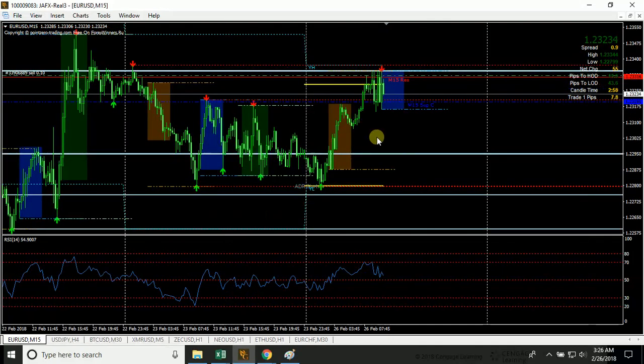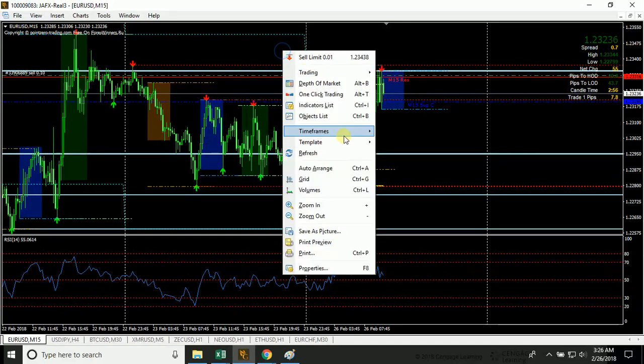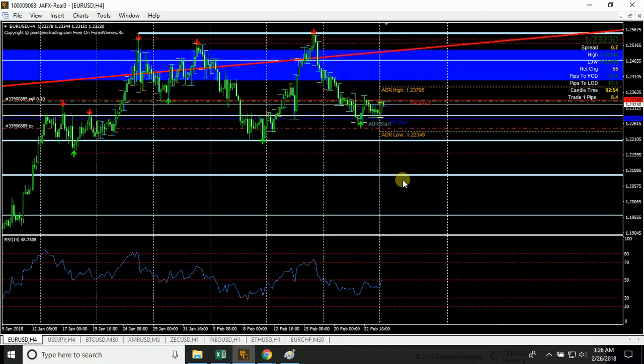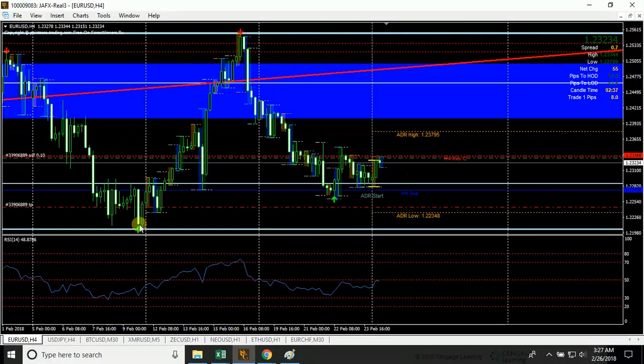Now, let's look at the 4-hour chart. Go back to the 4-hour chart. Okay, now in the 4-hour chart, what I like to do also is identify the most recent confirmed swing high and swing low. And looking at this chart, the most recent confirmed swing high and swing low is going to be this one, which is a swing low, and this one, which is a swing high.